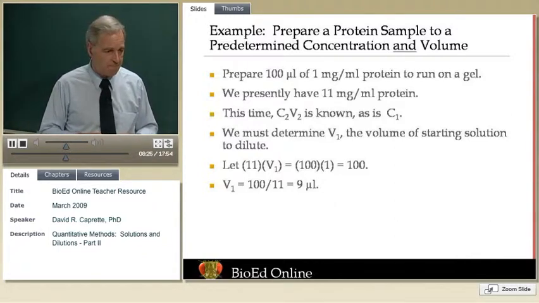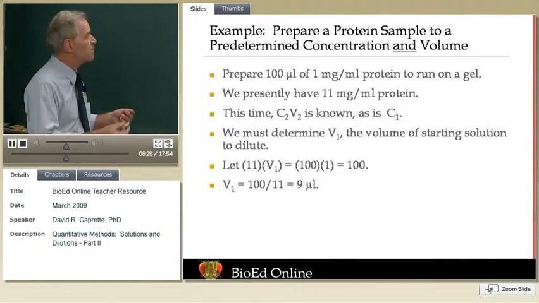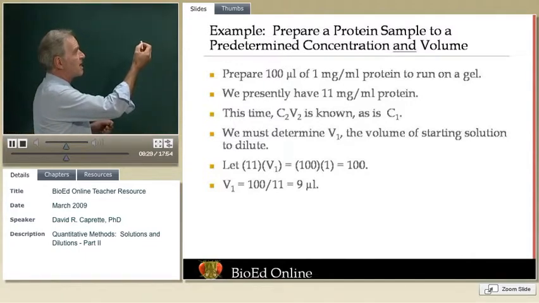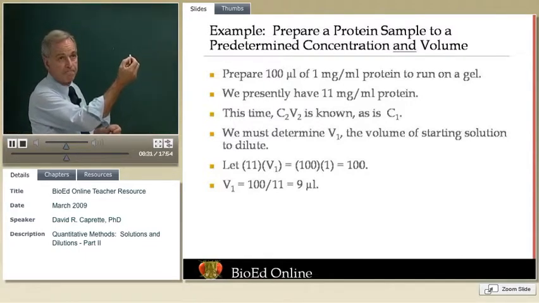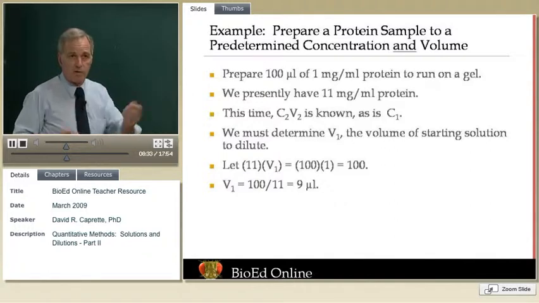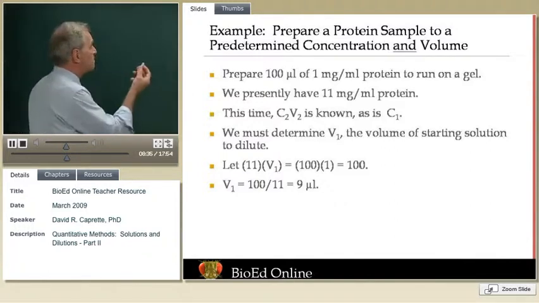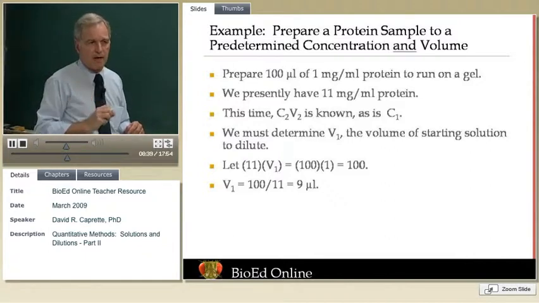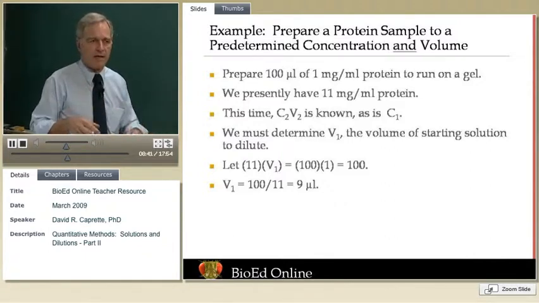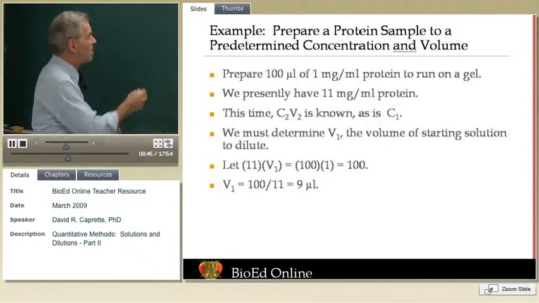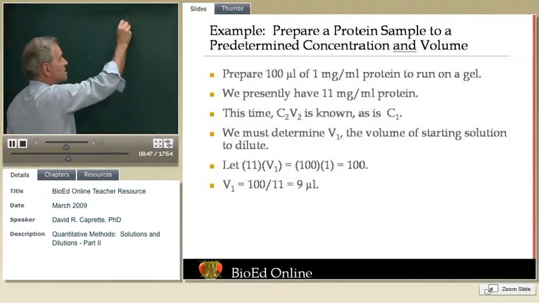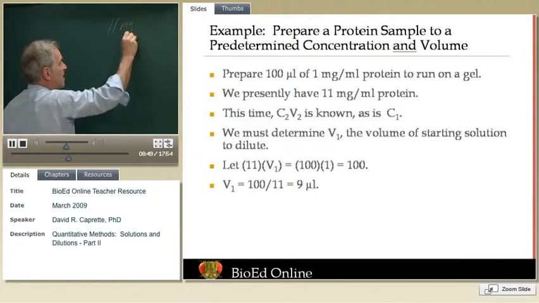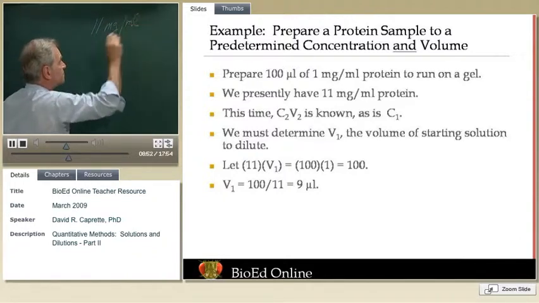Let's suppose that the student starts off with a protein sample of blood plasma. We want to run it on the gel and look at what the proteins are in the blood plasma. In order to do that, we want to dilute to a particular concentration, in the ballpark, so we don't overload the gel or load too little. Let's suppose that our starting concentration is 11 milligrams per milliliter.